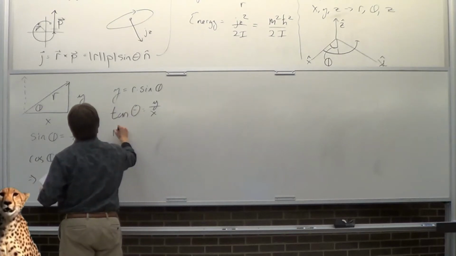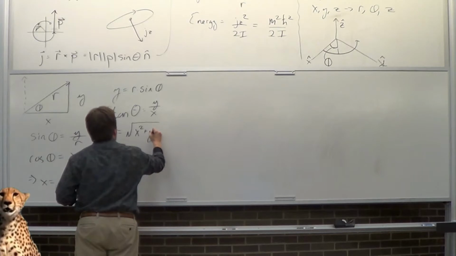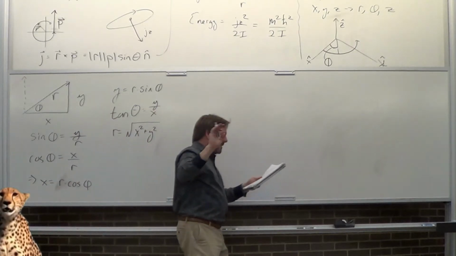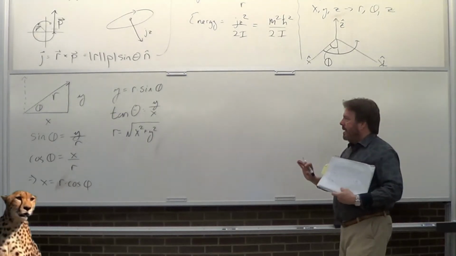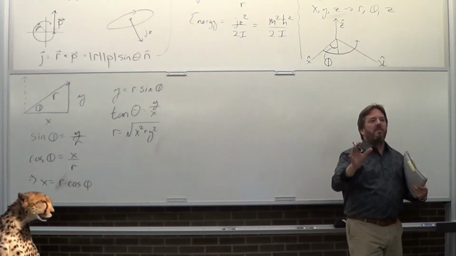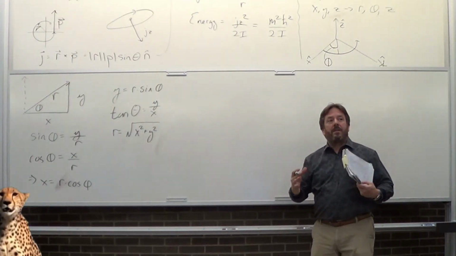Oh yeah, r, of course, is the square root of x squared plus y squared. That one is so obvious, right? That's like 5th grade. You knew that. I know it looks familiar, right? Not too bad. So now we're done, right?